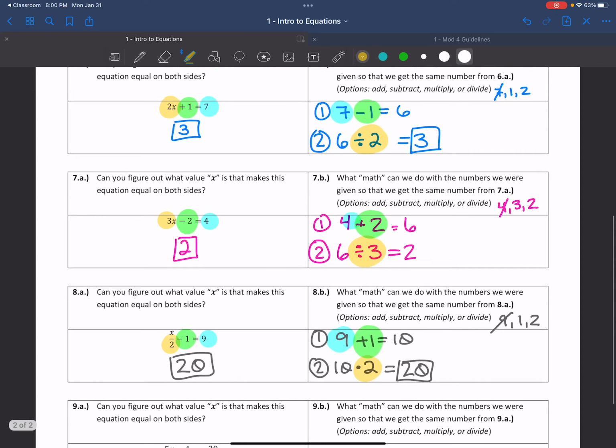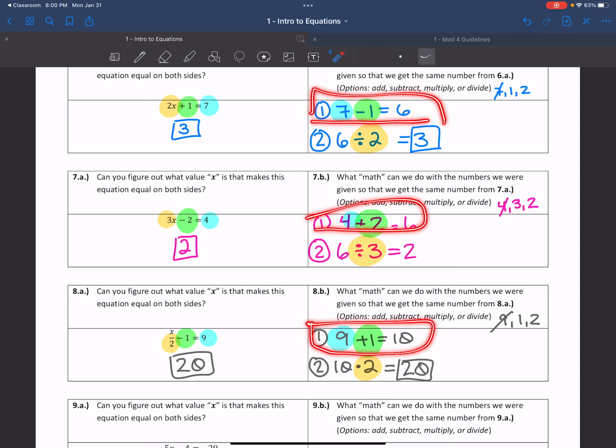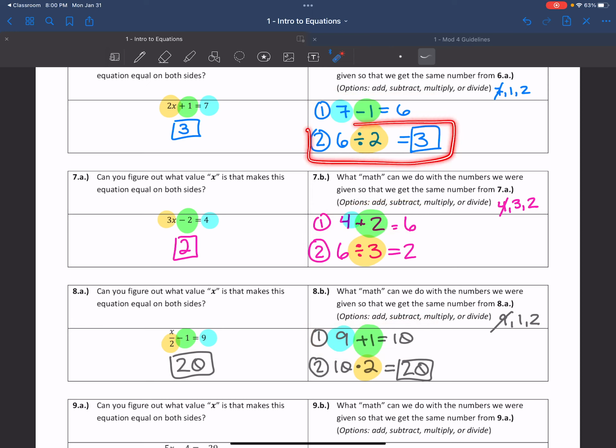I want you to take a looky-loo here. All this stuff highlighted in green, right, in our first steps on the B side, we either added or subtracted. All the stuff highlighted in yellow, when we did the second step, we either multiplied or divided. Okay, so that's going to help us with 9 and 10.